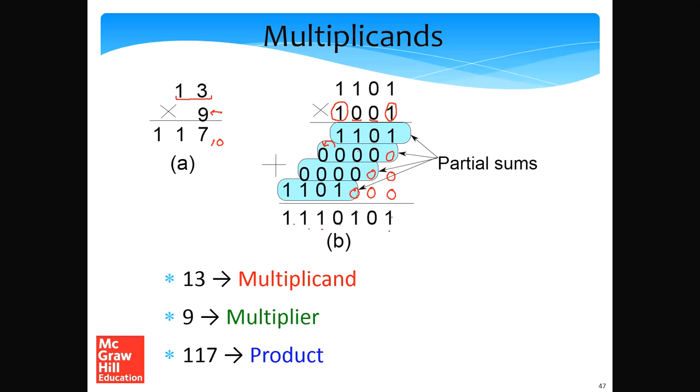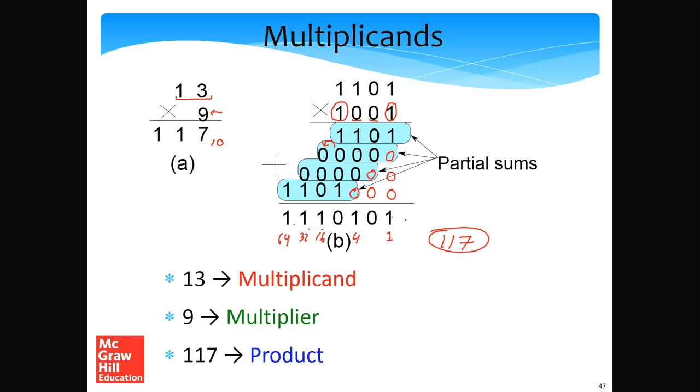So what is this number? This is 1 plus 4 plus 16 plus 32 plus 64. If we add 64 plus 32 is 96, 96 plus 16 is 112, plus 4 is 116, plus 1 is 117. So we clearly see that if we multiply the same numbers in binary, we get the same result, which is 117, and in this case we get the binary representation of 117, which is 1110101.